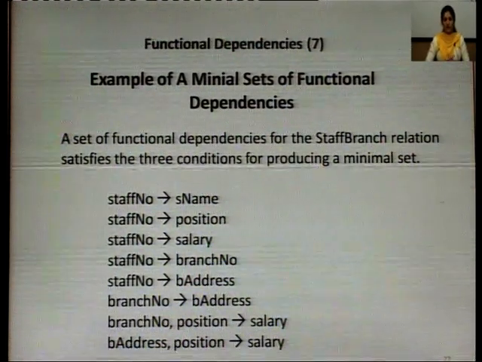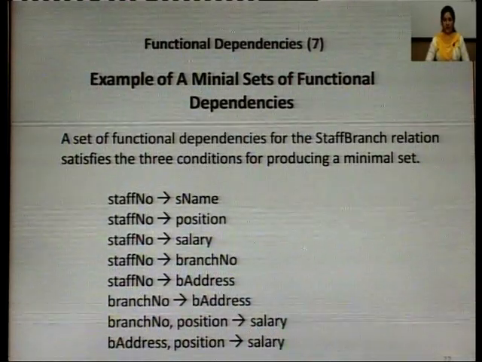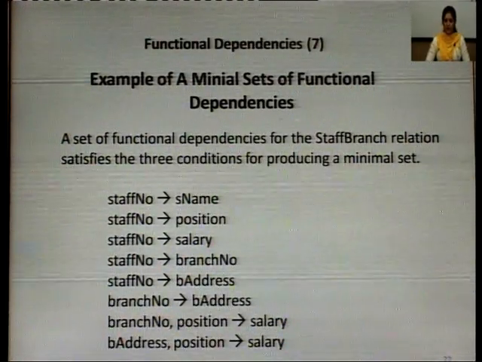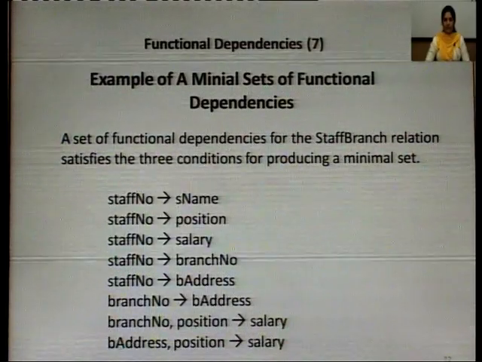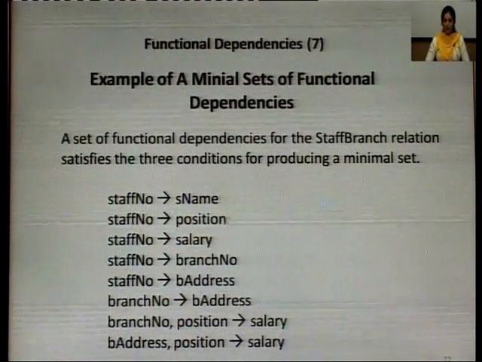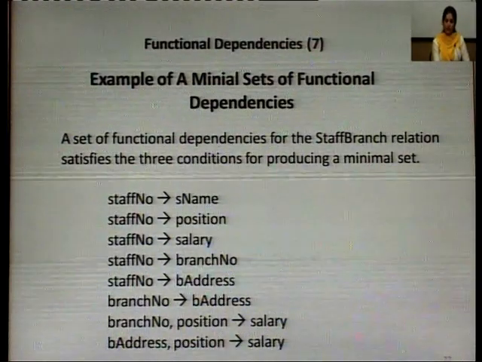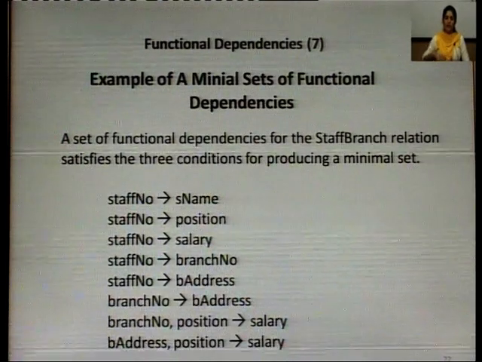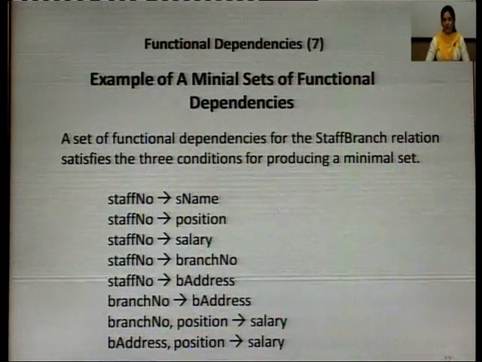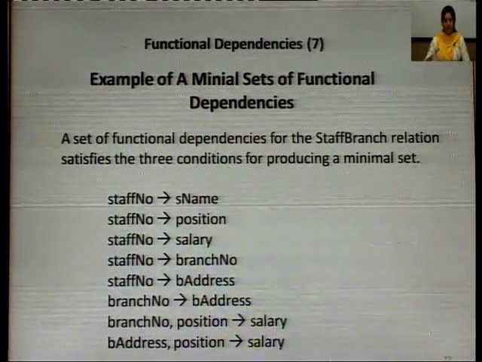There is another example of minimal sets of functional dependencies. A set of functional dependencies for the staff branch relation, which is the table name, satisfies the three conditions for producing a minimal set, where staff number determines staff name and staff number determines position. All these, staff name, position, salary, branch number, branch address, are dependent upon staff number, whereas the branch address is dependent upon branch number, and salary is dependent upon position and branch number. So these are the minimal sets of functional dependencies which are present in a staff branch relation.